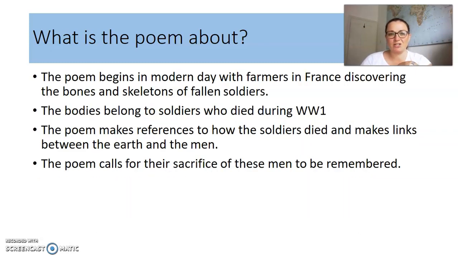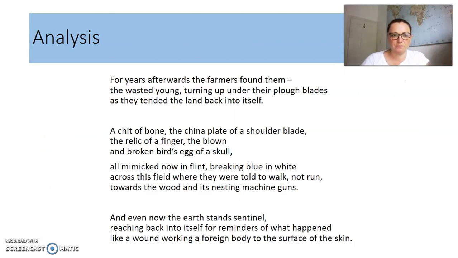So what is the poem actually about? The poem begins in modern day with farmers in France discovering the bones and skeletons of these fallen soldiers from this battle. The bodies belong to the soldiers who died during the First World War. The poem makes reference to how the soldiers died, and it makes links between the earth and the men that are fallen. The poem calls for their sacrifice to be remembered. It's definitely a remembrance poem. This is one of your key words on your fact sheet as well.